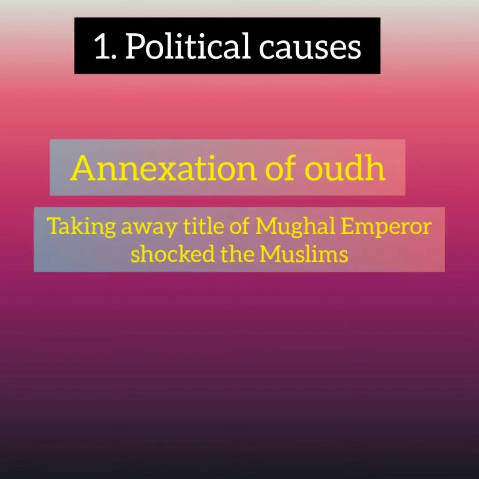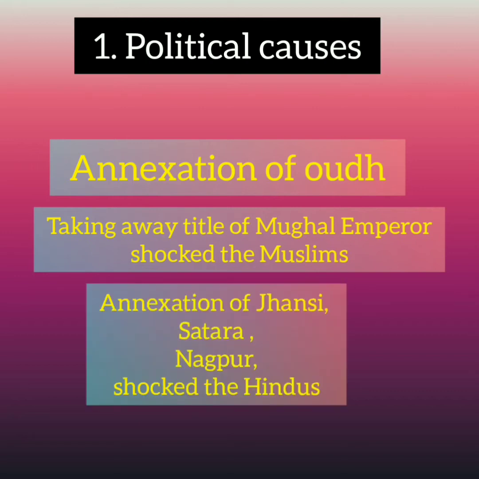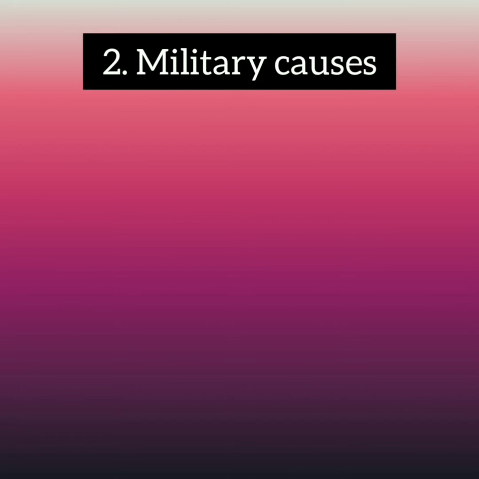The proposal of taking away the title from the Mughal emperor shocked the Muslims. The annexation of Jhansi, Satara, and Nagpur shocked the Hindus, as they were predominantly Hindu states. So all these political causes led to the revolt of 1857. And also the next one, military causes.